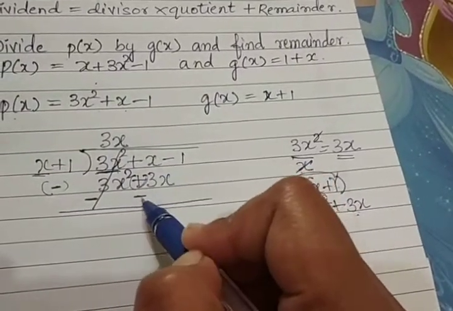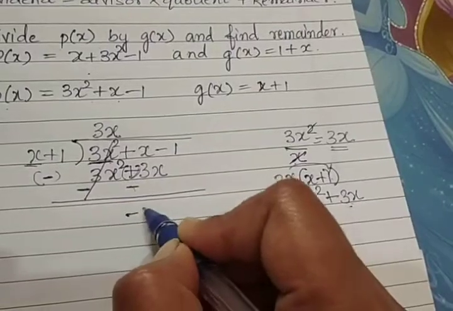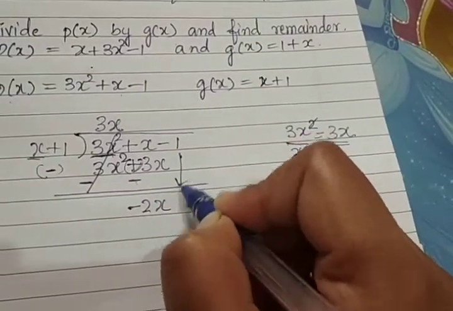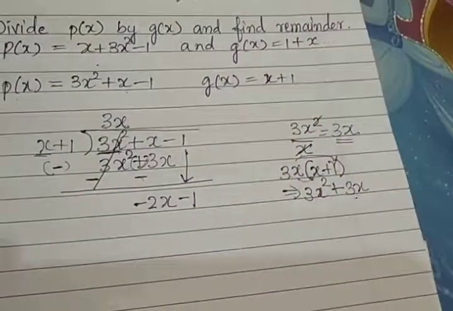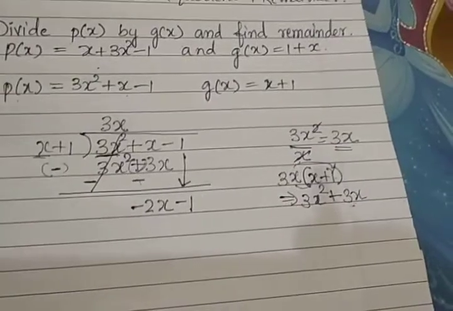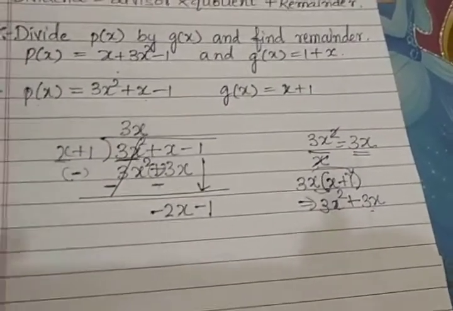So x minus 3x will give the answer as minus 2x. Let us take the last term also down, minus 1. So this is what we do for the first term, first step. I'll repeat the step again.